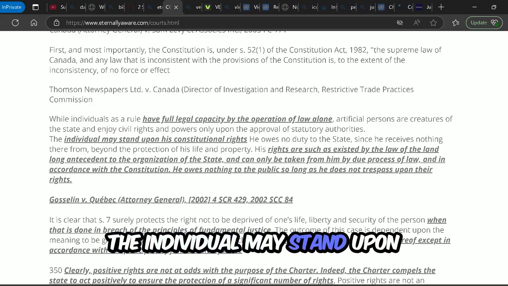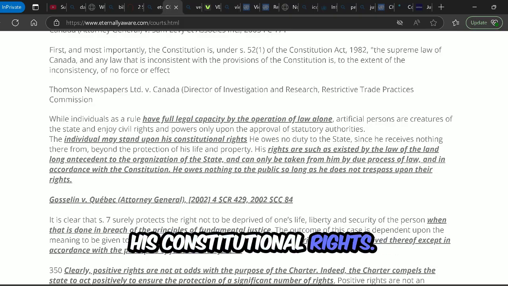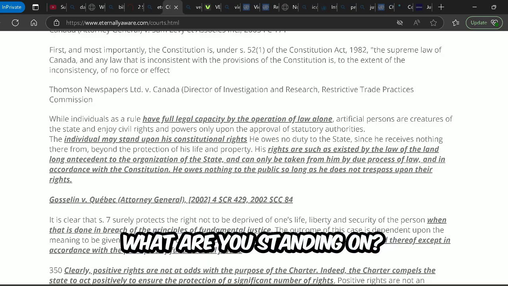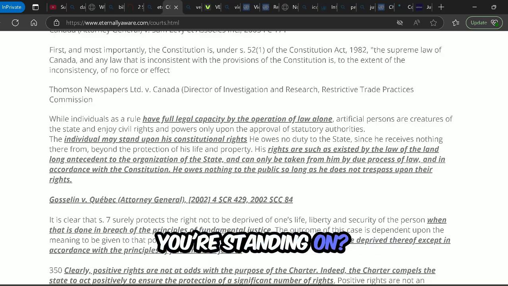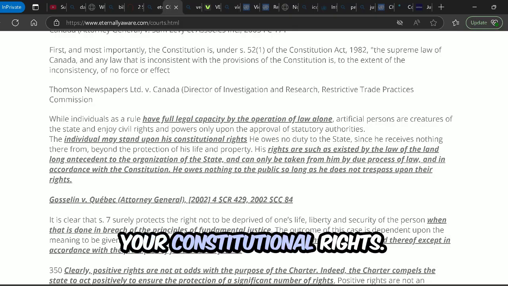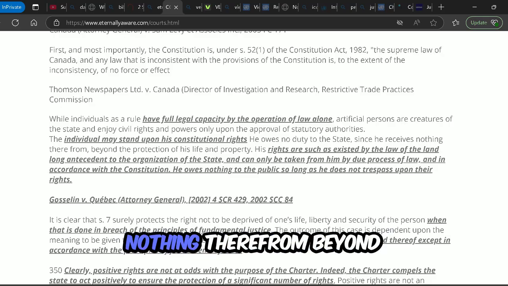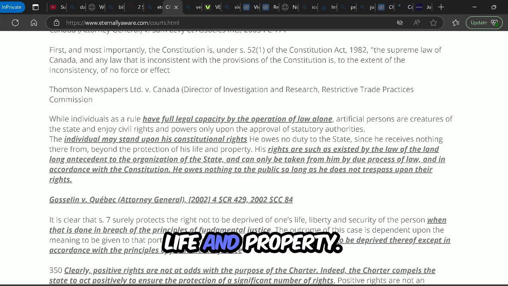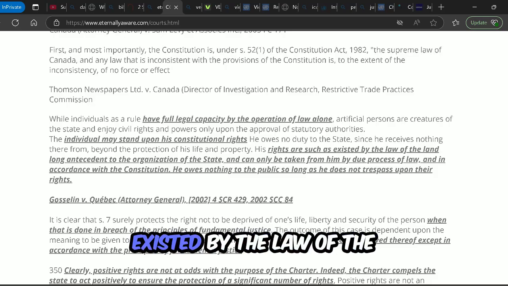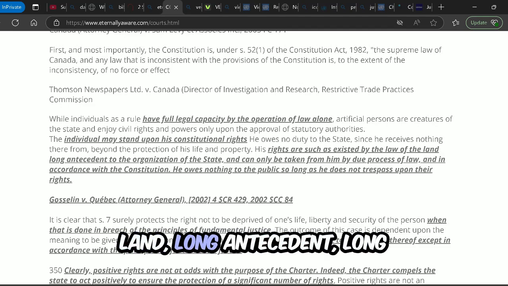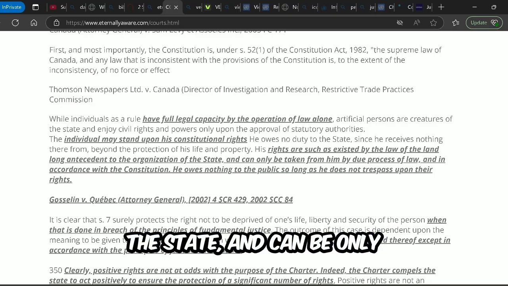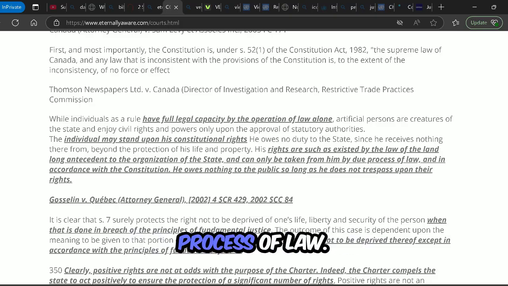The individual may stand upon his constitutional rights. What are you standing on? What does it say you're standing on? Well, you're standing on your constitutional rights. He owes no duty to the state, since he receives nothing therefrom beyond the protection of his life and property. His rights are such as existed by the law of the land long antecedent, long before the organization of the state, and can be only taken from him by due process of law.